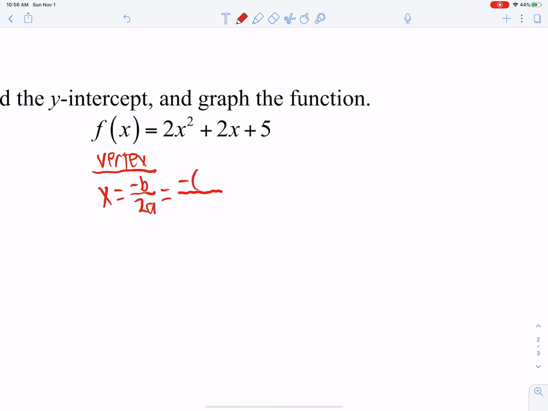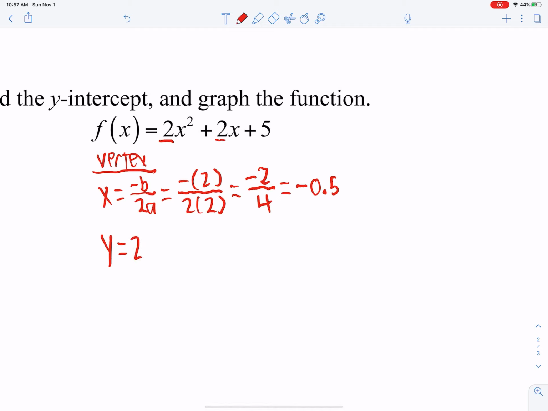So in other words, when you're finding the vertex, it's always going to start out like this. You just plug b into that parentheses on top, a into that parentheses on the bottom. Here, b is a +2. a is also a +2. So on the top of the fraction, we have -2. On the bottom of the fraction, we have 4. I like decimals more than fractions, so I'm going to go ahead and change that to a decimal. It'll be -0.5.